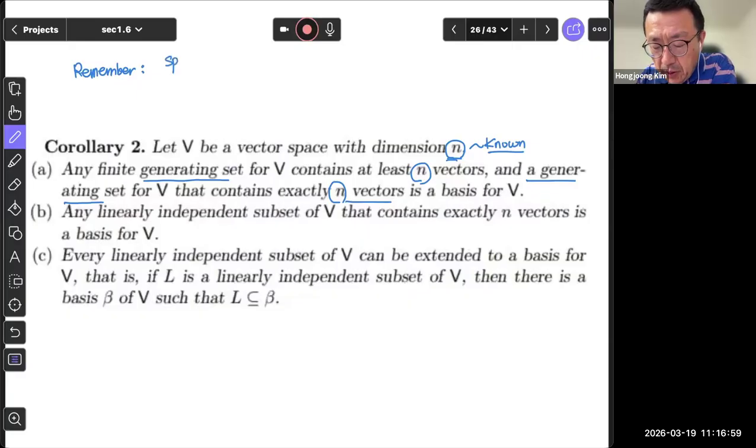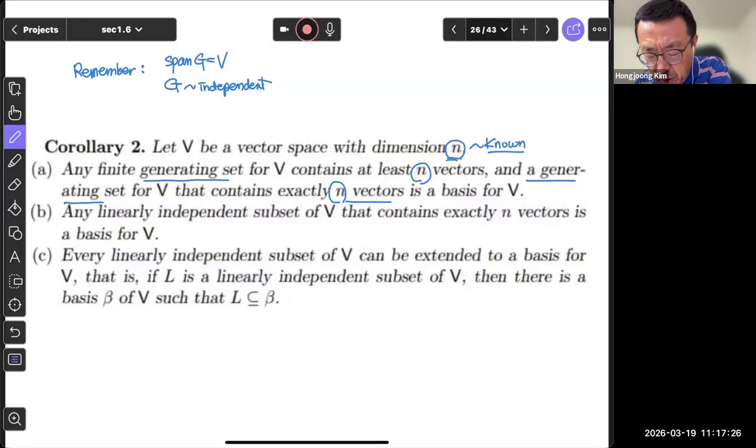If the span of the given set is the whole space, and if G is linearly independent, then this set G will be a basis of V space, right? So I need to check the two conditions. Now in part A, what is checked here? I just checked that this G generates the space V. But I didn't check the independency of the set G. Okay? But it will be a basis.